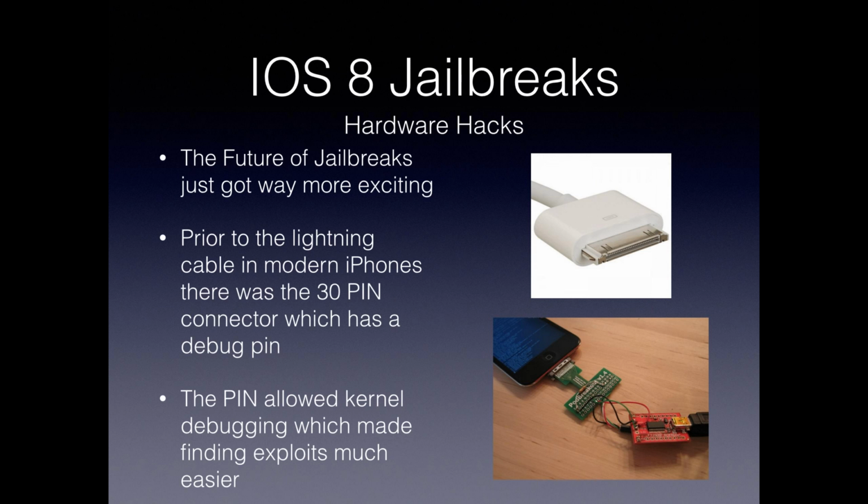The world of jailbreaks just became a lot more exciting with the reintroduction of the debug pin. The debug pin, which was only present in older iOS devices with the old 30-pin connector, that's the first image you see on the slide, allowed hardware hackers to obtain access to the kernel debug console. This made finding exploits much easier. I constructed one of these years ago, kind of similar to the picture you see at the bottom right. This basically allowed access via a serial console to a terminal on a computer.